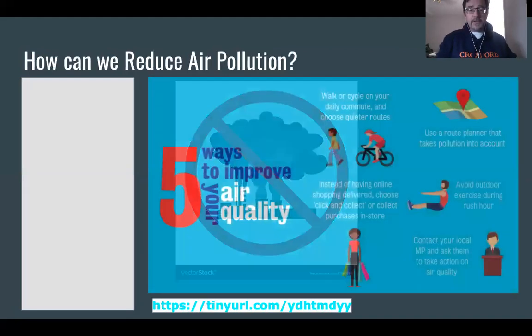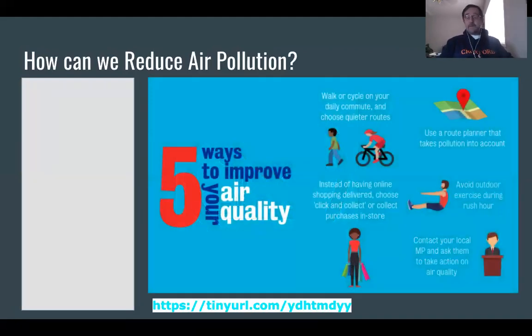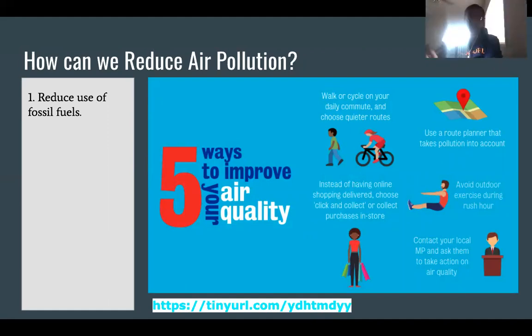So how can we reduce air pollution? Well, there are 5 easy ways to improve air quality. First, reduce our use of fossil fuels. And we've done that a lot by making sure we use fuel efficient vehicles, alternative energy sources, and different lighting sources, LEDs rather than incandescent bulbs, things like that. I should use this lamp for TikToks, like everybody else, right?